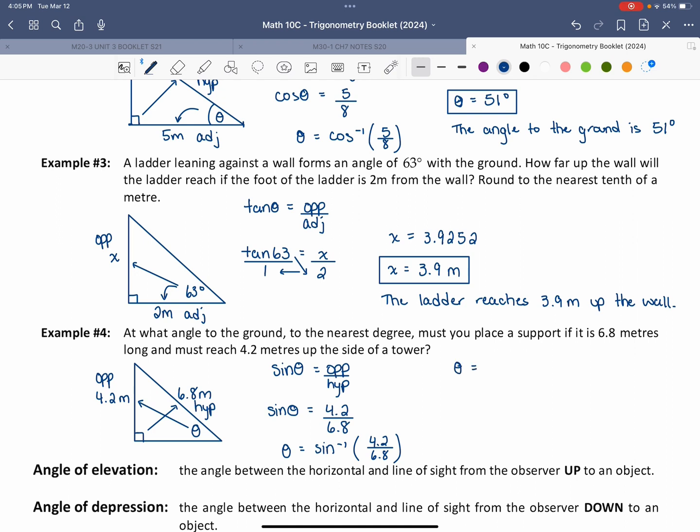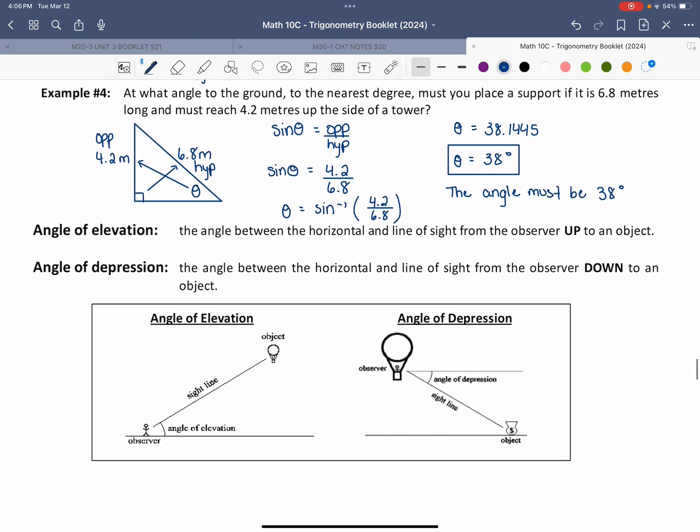Then we're going to plug that into our calculator. Shift sine bracket 4.2 divide 6.8, close bracket, equals, and we get 38.1445. And then round to the nearest degree, 38 degrees. Then write a little statement. The angle must be 38 degrees.